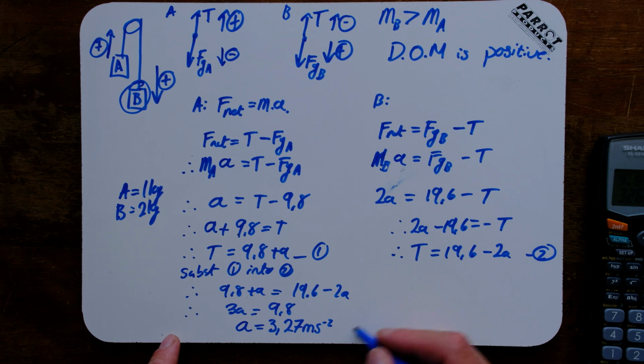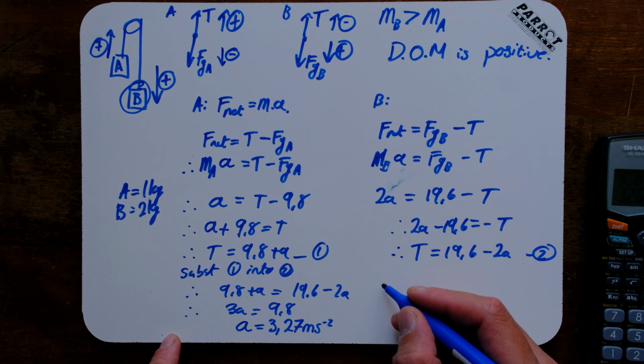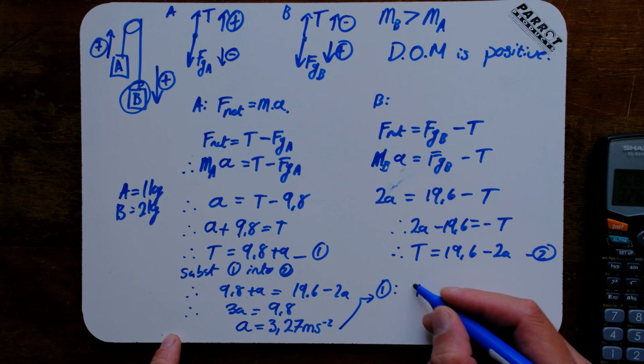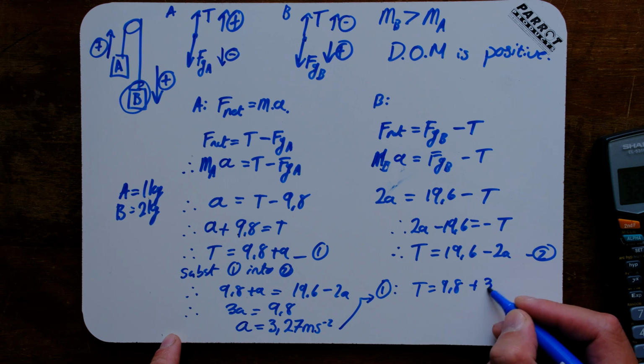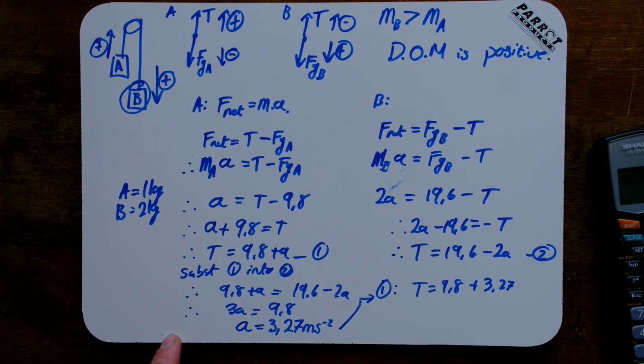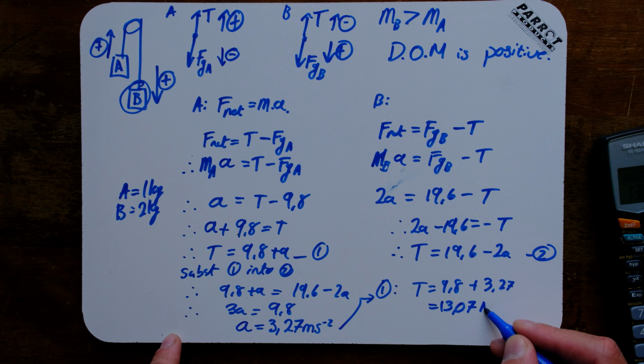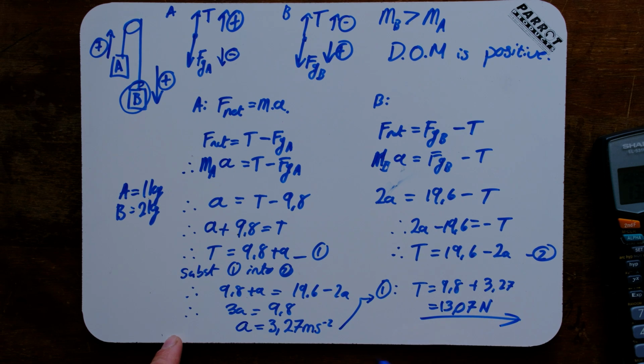Okay, now we can just substitute that straight in. So let's say into number 1. So we have T is equal to 9,8 plus 3,27, which is equal to 13,07 newtons. Alright, and that is a basic pulley problem.